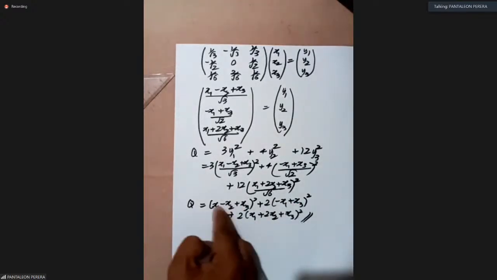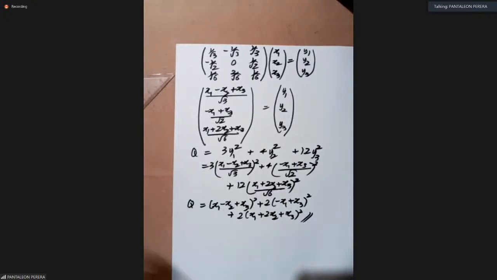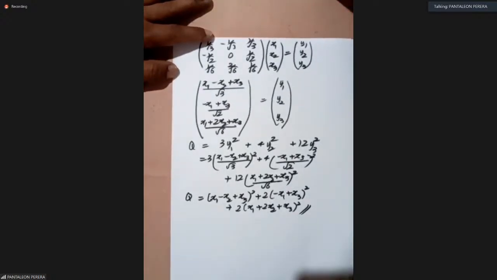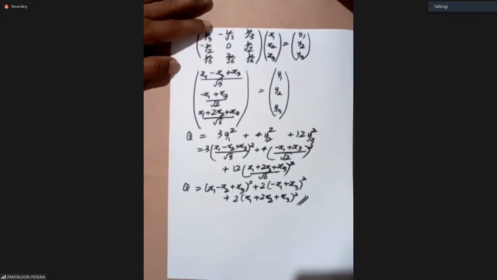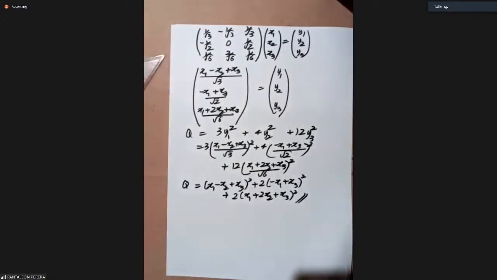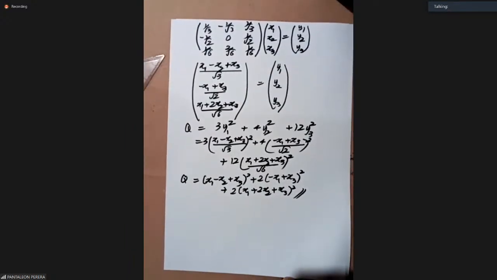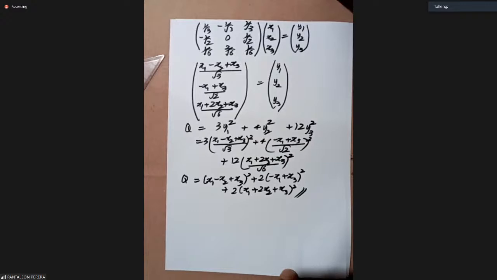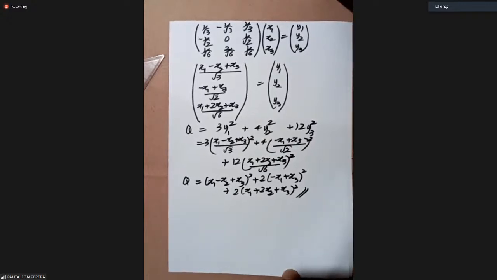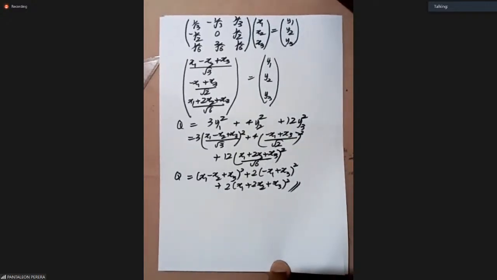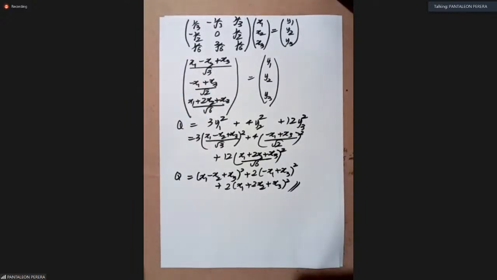Here you can see the sum of 3 squares appearing clearly. Now you can explain its behavior also, positive definiteness and stuff like that. Right? Okay. So did you understand this?